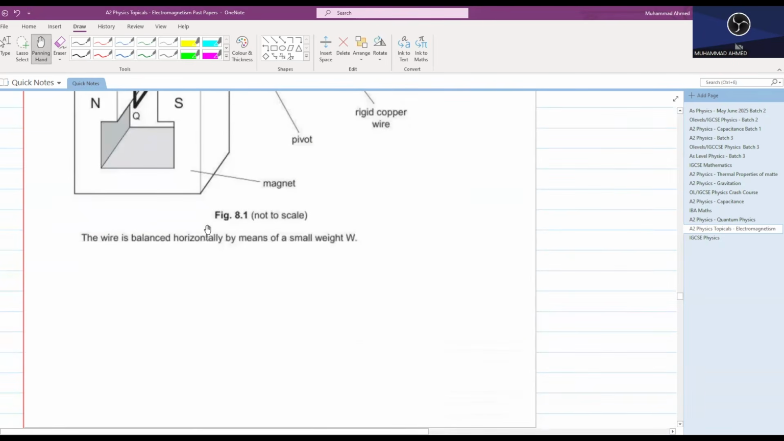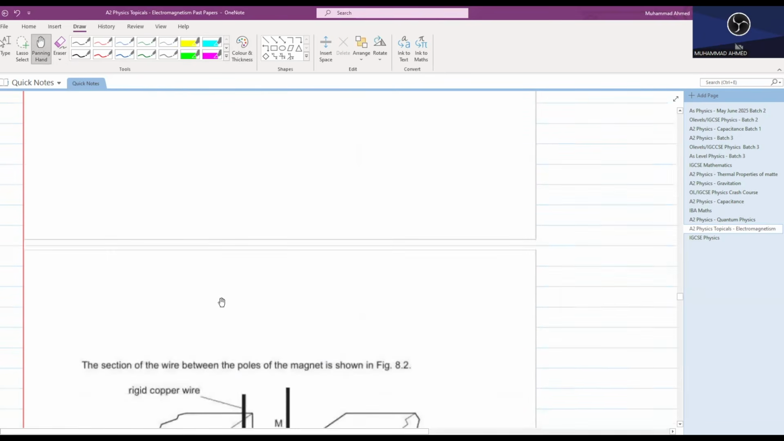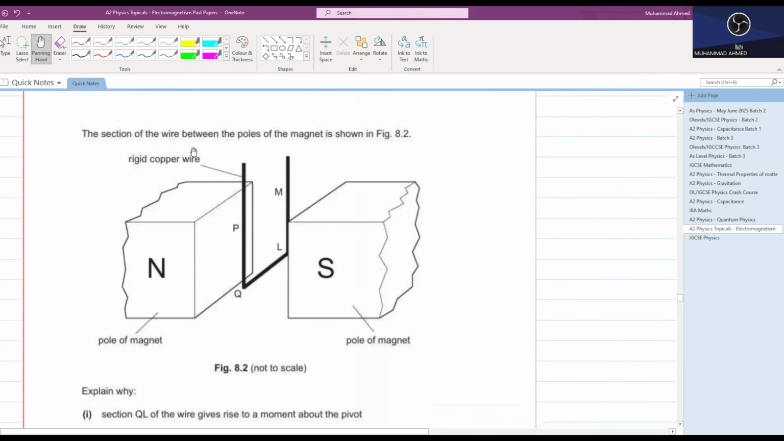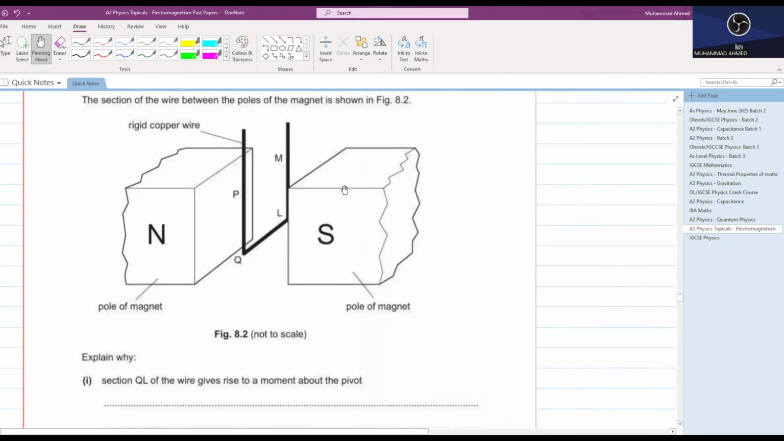The wire is balanced horizontally by means of a small weight. This is the small weight attached here. That's perfect. The section of the wire between the poles of the magnet is shown in figure 8.2. That's very helpful from the examiner. He has given us the section that is between the magnets.